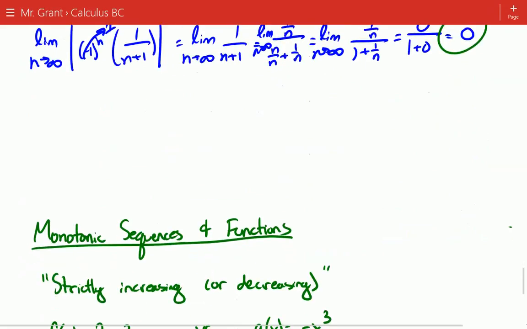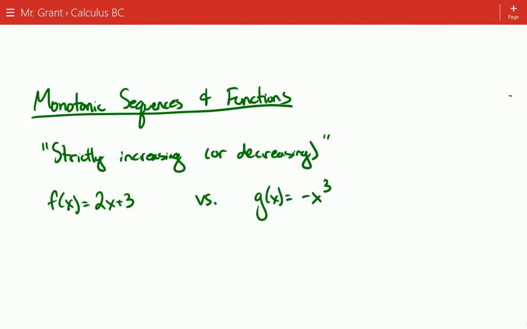Okay, a few more pieces. Monotonic sequences and functions. If something's mono, like mono sound, mono in general, monotonous, hopefully not like this presentation, it means it's the same. And in this case, monotonic sequences and functions are sequences that are either strictly increasing or strictly decreasing. They're either getting bigger all the way or smaller all the way.